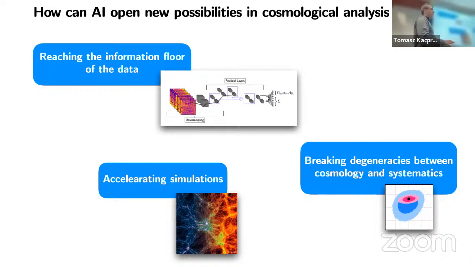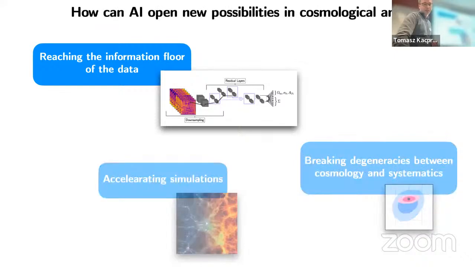So all of these are still early days in the field, and we've been mostly working in this part here. So using convolutional neural nets to analyze large-scale structure data, but also recently started looking into accelerating simulations and multi-probe analysis with the objective of breaking some degeneracies. So now let's start with this part.